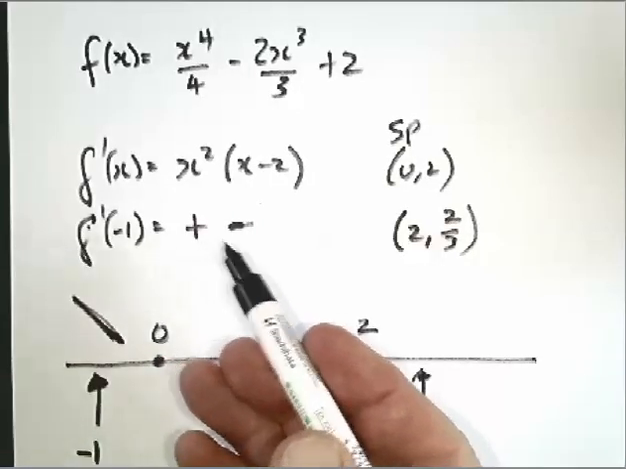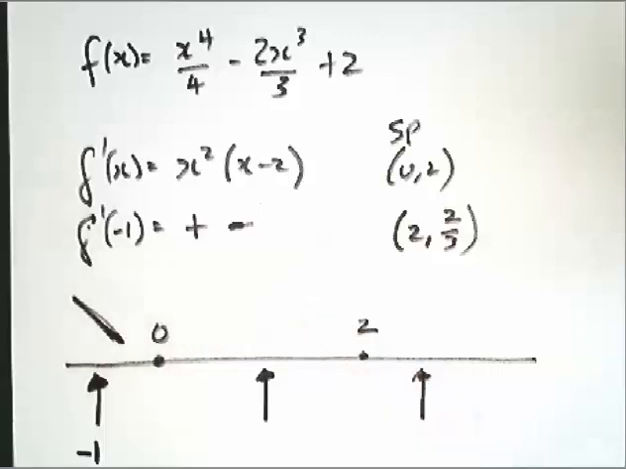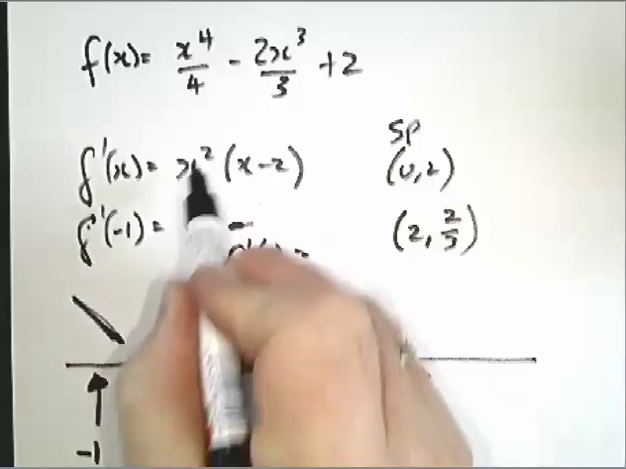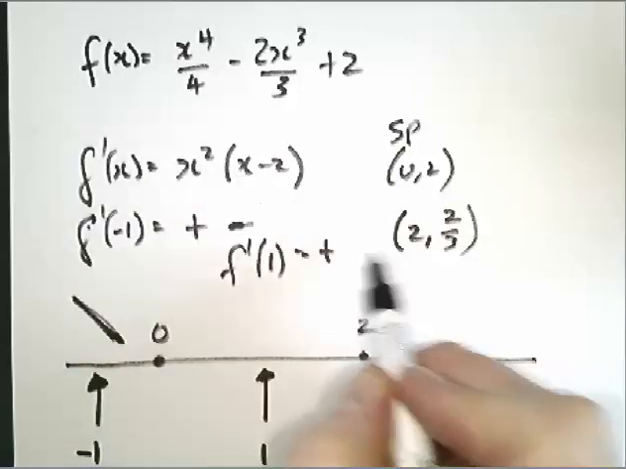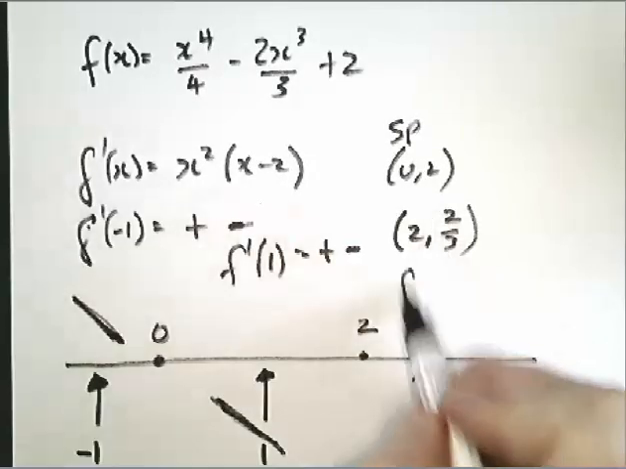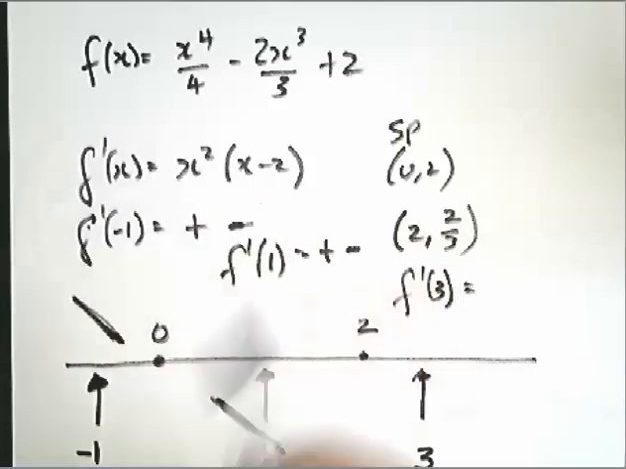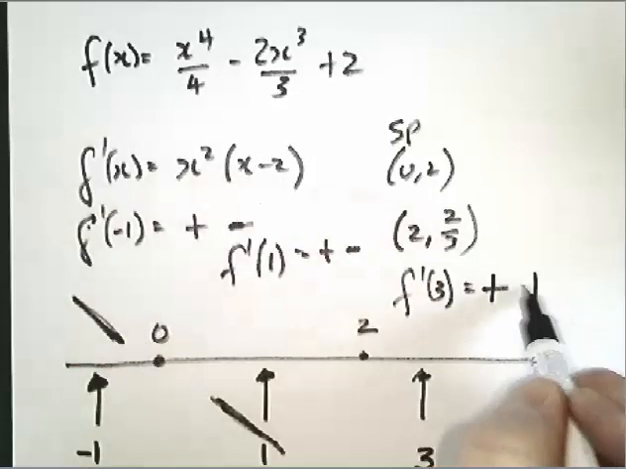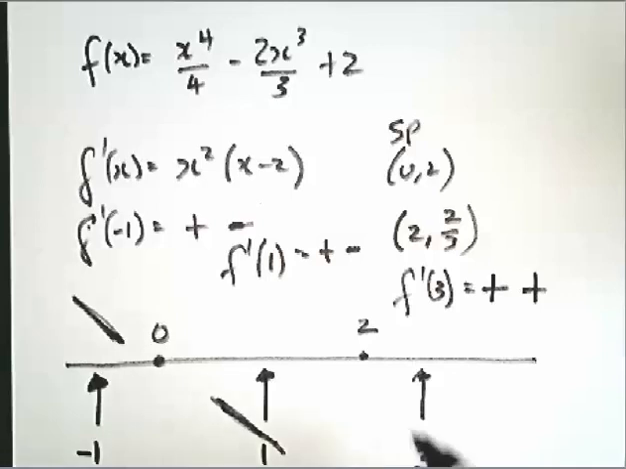I'm not interested in the value, I only want to know about the sign. In between here I can say x equals 1, so f dash of 1 squared will be positive, 1 minus 2 is negative, so that's also going to be negative. And the value greater than 2, for instance 3, f dash of 3 equals 3 squared is 9, which is positive, 3 minus 2 is positive, positive times positive is positive, so it's going to look like that.